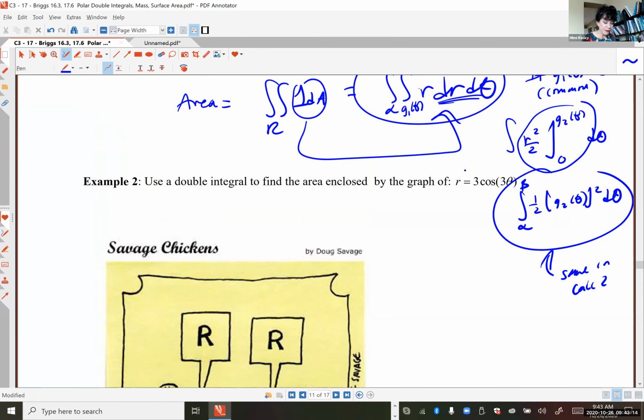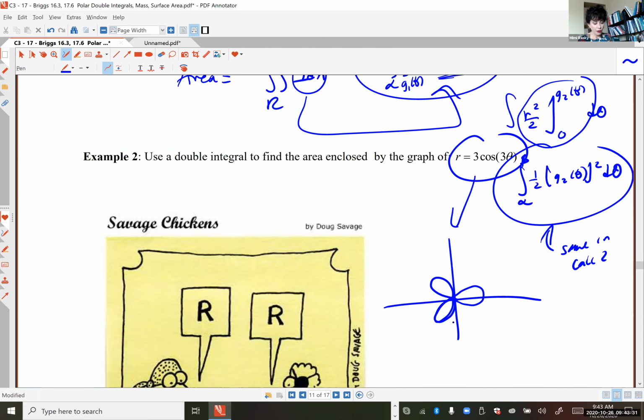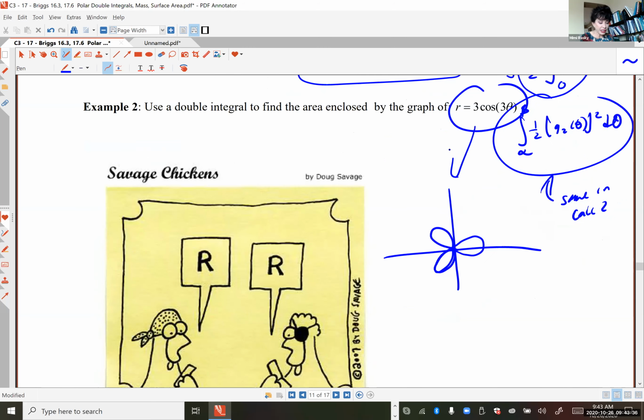So if you whip out your calculator again, and I'm afraid to do mine because my memory is going to die. You will get a cute, what they call a rose petal, and it's like 3 petals here. Okay. So you want to find the area of this flower. Now, why are they asking? So they're asking for the whole thing.